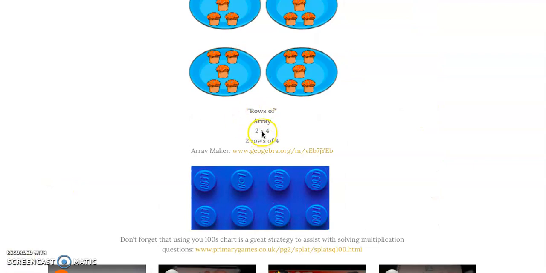Another approach is to replace the multiplication symbol with the phrase rows of. So instead of 2 times 4, perhaps think of things as being 2 rows of 4. If one takes a look at this Lego piece, you'll see that there is 1 row with 4 circles or dots, and a second row with 4 circles or dots. And by adding up those dots, we arrive at a product of 8. You can click on this link to create an array, or a Lego piece, if you will, to help solve a multiplication problem.